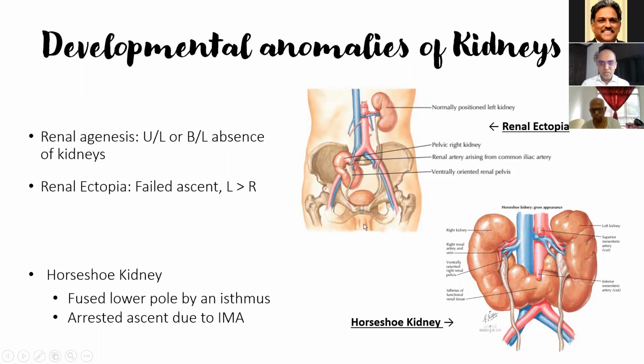Renal ectopia: when the ascent of the kidney does not happen, the kidney either stays in the pelvis or in the lumbar region instead of reaching its thoracolumbar adult position. This is more commonly seen on the left side. The other developmental anomaly we commonly see, with an incidence of somewhere around 1 in 400 live births, is lower pole fusion, the horseshoe kidney. This is fused by an isthmus, which can be parenchymatous or fibrous. What happens during ascent is, since the lower pole is fused, the inferior mesenteric artery arrests the ascent of the kidney, and it stays at around the lumbar region.